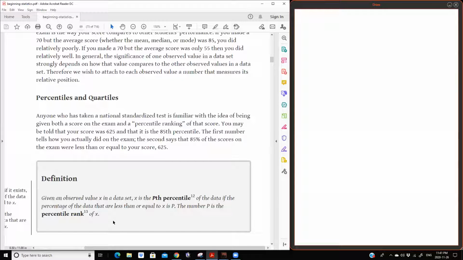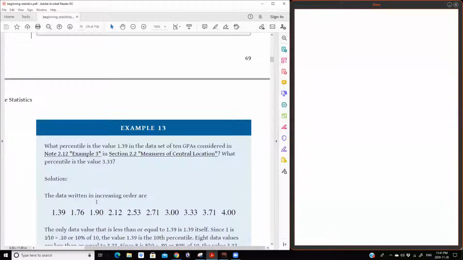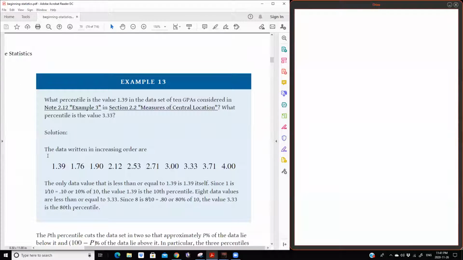So what does that mean? You have to look at an example. So the data is written in increasing order. What is this? This is the GPAs of some students. Generally, there are how many students? 1, 2, 3, 4, 5, 6, 7, 8, 9, 10 students. And these are their GPAs.